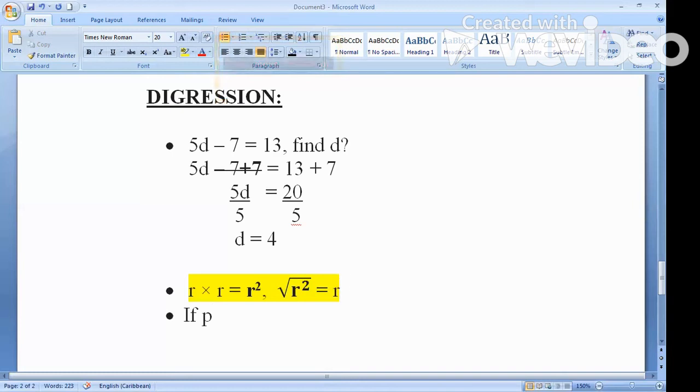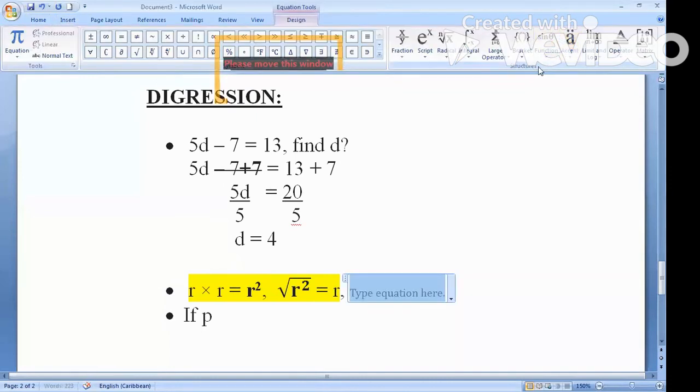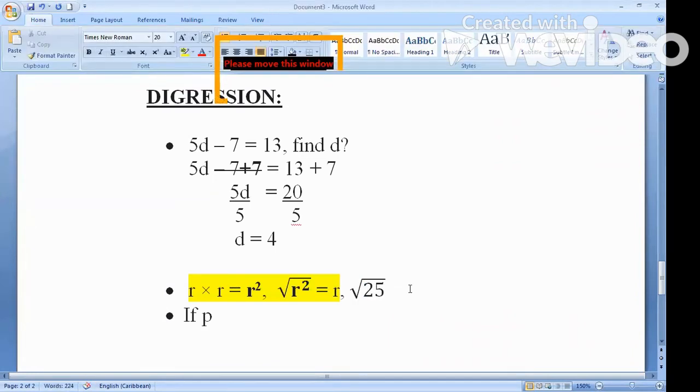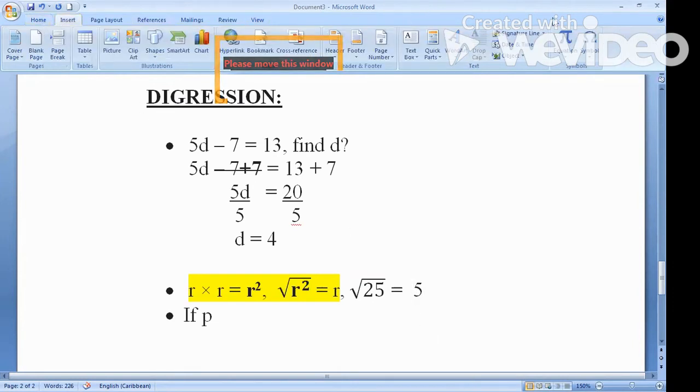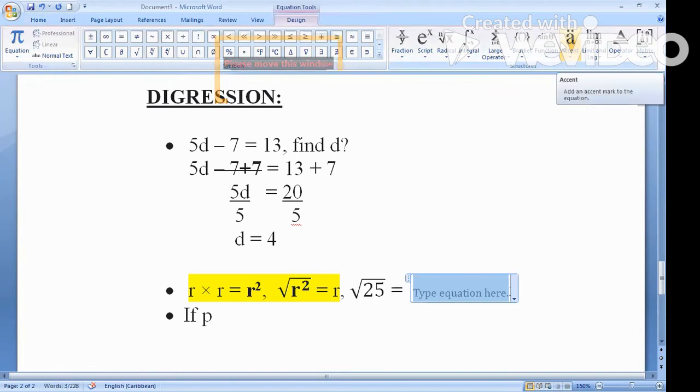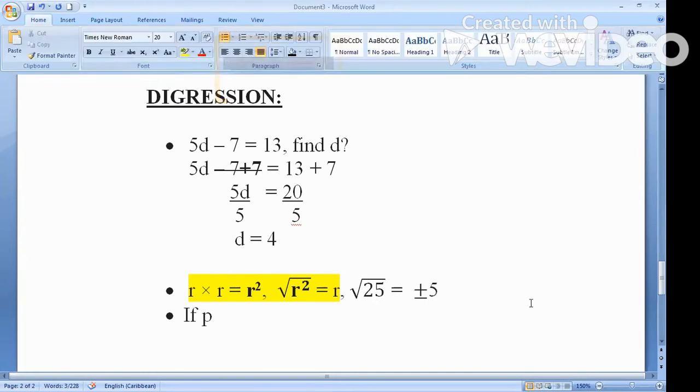All right, hold on. Let me ask something. What's the answer for that? What's the square root of 25? 5. Not true. Suppose I say you're half right. It's actually plus or minus 5. Why is that so?